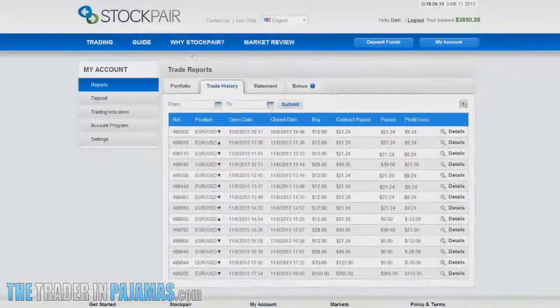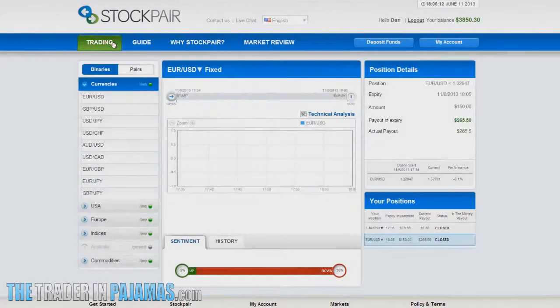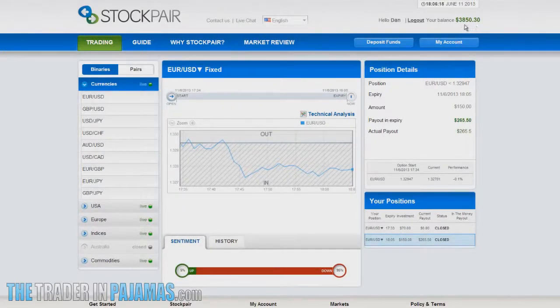We'll go back up here. We'll take a look at the account balance. It's automatically updated, and I now have a balance of $3,850.30 using my strategy.